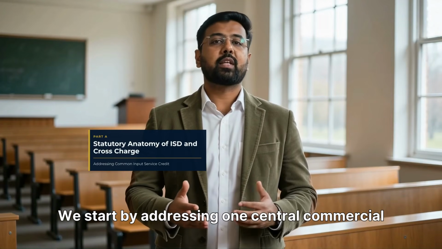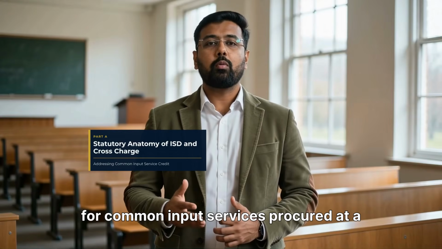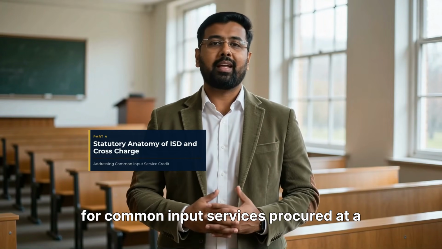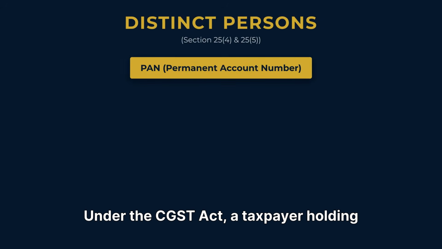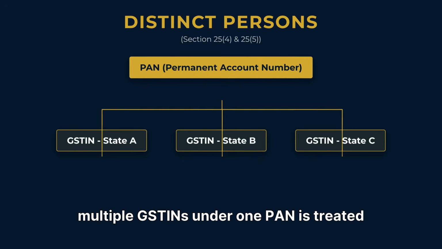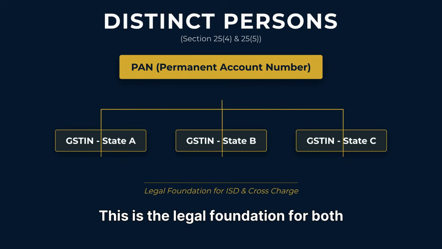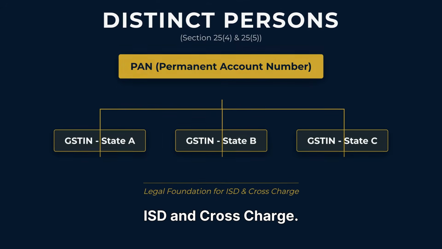We start by addressing one central commercial problem. How do we pass on credit for common input services procured at a central location? Under the CGST Act, a taxpayer holding multiple GSTINs under one PAN is treated as a set of distinct persons. This is the legal foundation for both ISD and cross-charge.